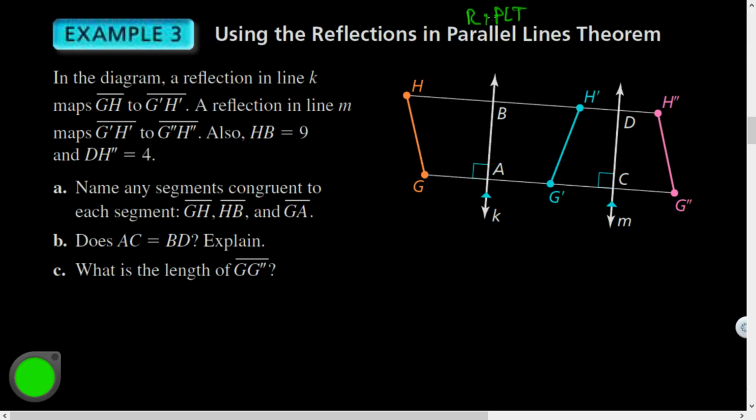I don't know. I think so. In the diagram, it says HB is equal to 9. HB is 9. And DH double prime is 4. It says name any segments congruent to each segment. Who is congruent to GH? Well, yeah, it's congruent to itself.